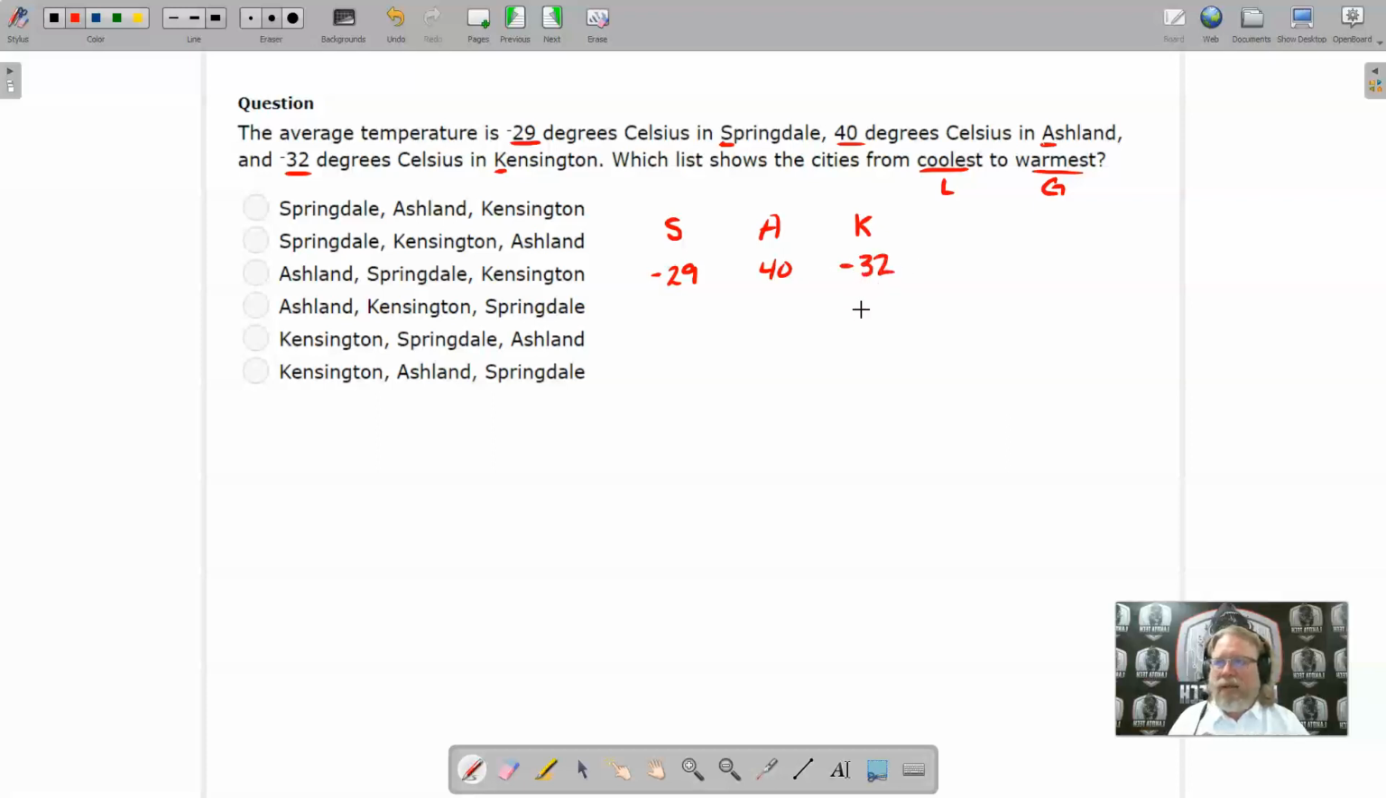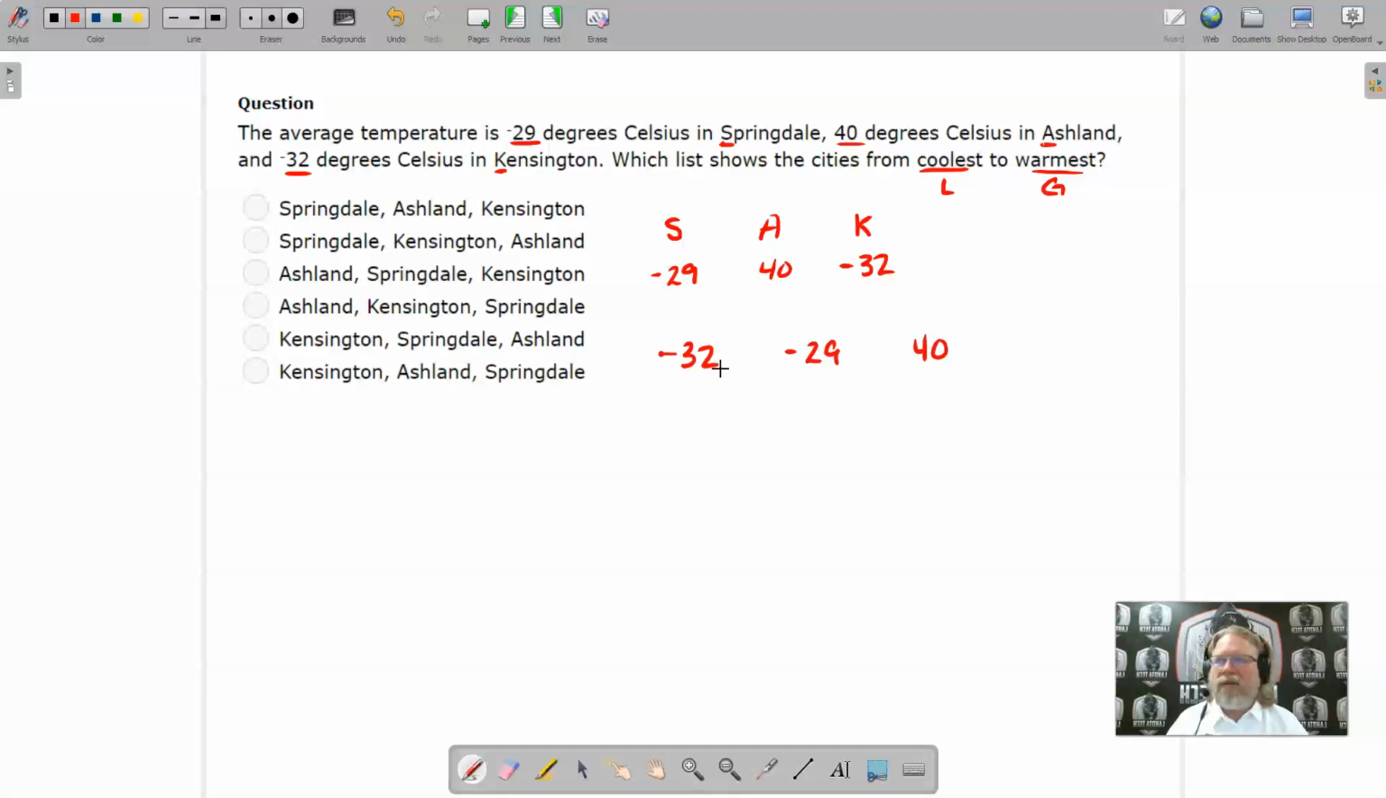Now we just need to put these in order from least to greatest, and because least to greatest is going to tell us coolest to warmest. So least is going to be the one with the greatest absolute value on the negative side. So that's going to be negative 32. Then we would have the other negative number, negative 29. And then finally, the warmest or the greatest value is 40.